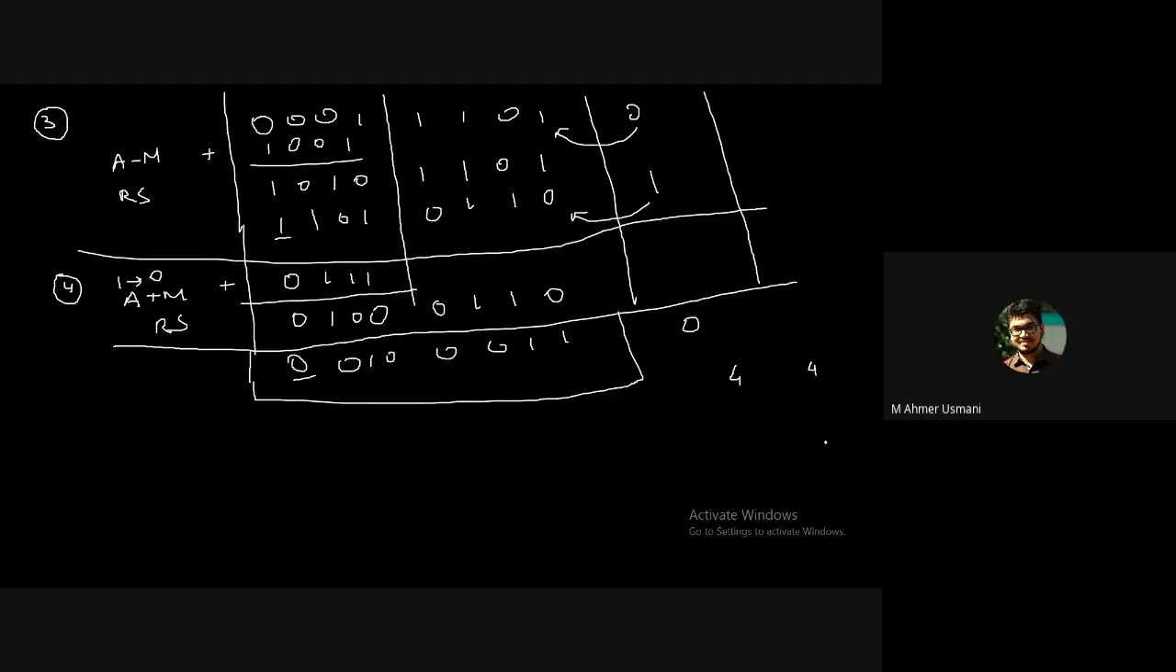So if I multiply 4-bit numbers, that is, A is a 4-bit and B is a 4-bit, what is the size of the final answer? It has to be 8-bit. It cannot be more than 8-bit.